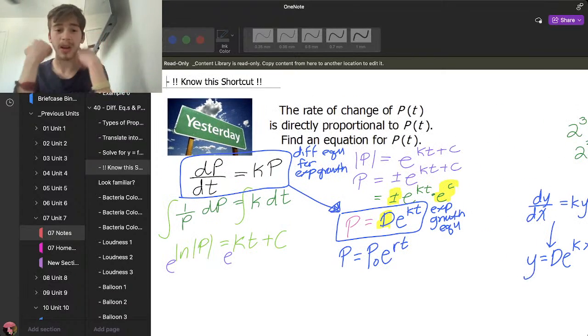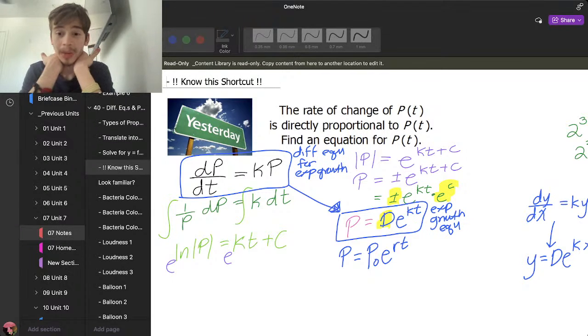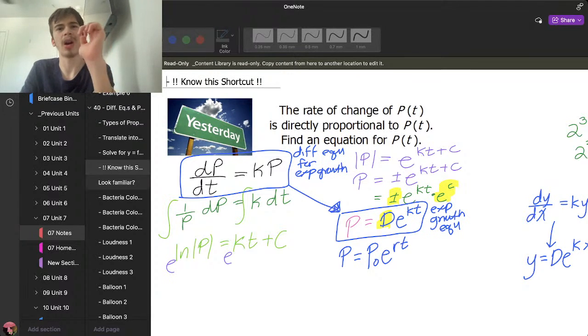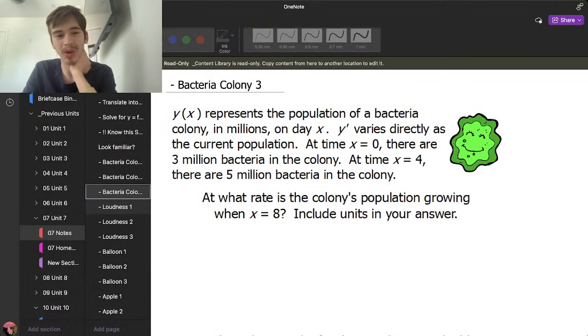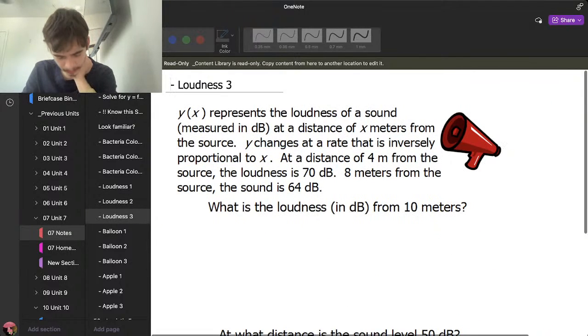Have it memorized. If dy over dx is equal to ky, you can automatically assume that y equals d e to the power of kx, where d is some constant. You can leave it as d for now. So, know this formula. dy over dx is equal to ky, y is equal to d e to the power of kx. You could use differential equations to solve it, or you could just memorize it because it comes up very frequently. Yes, this is for Calc BC, yes.